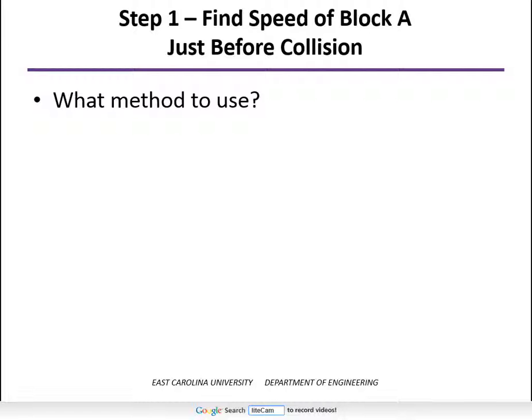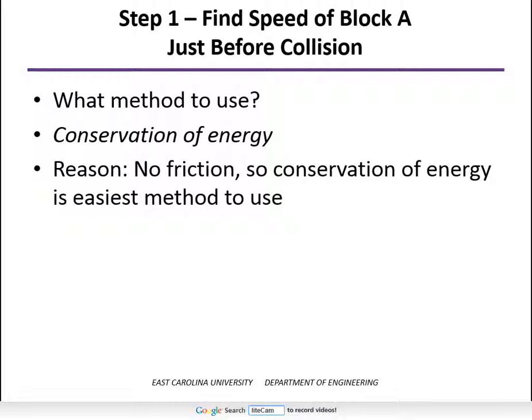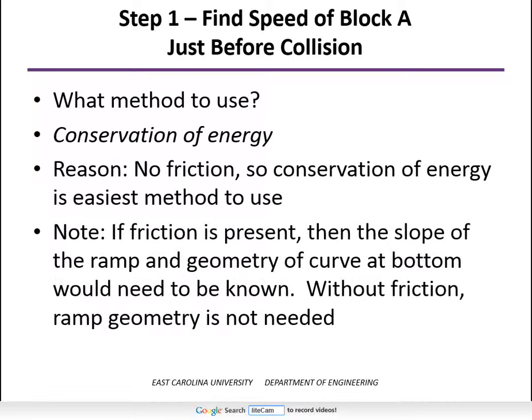So what method should we use here? Well, the fact that there's no friction probably will lead us to conservation of energy. Usually when there's no friction involved, no nonconservative forces, conservation of energy is the easiest method to use. And in this case, actually, it's the only method we can use because we don't know anything about the geometry of the ramp. If we did have friction, then we would have to know how far the block actually slides.